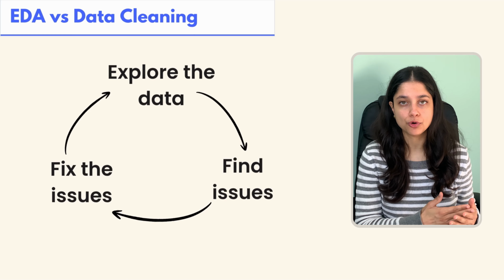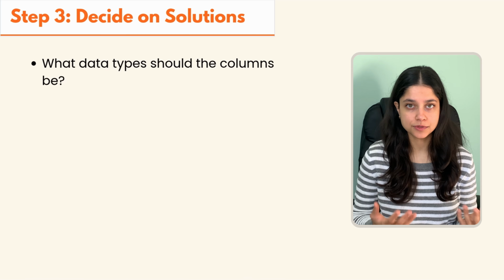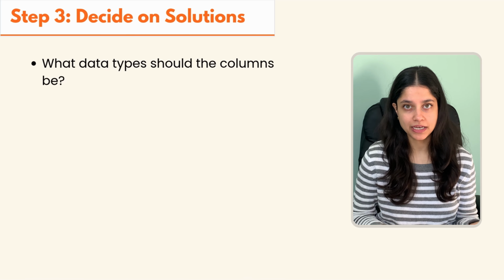So now we've identified the issues, but don't jump straight into coding yet. I know you want to, but first we need to make a plan. Step 3 is decide how to solve the problems in the dataset. This is your planning step, and your solutions to the problems will depend on your use case. So going through the problems from step 2, you need to decide first, what data types should the columns be? This is one of the easiest cleaning decisions, so you can knock this out right away.